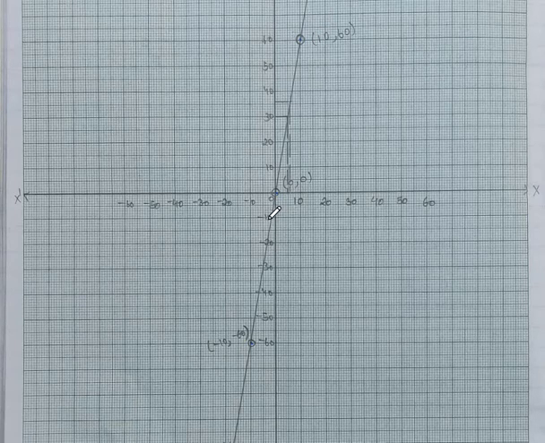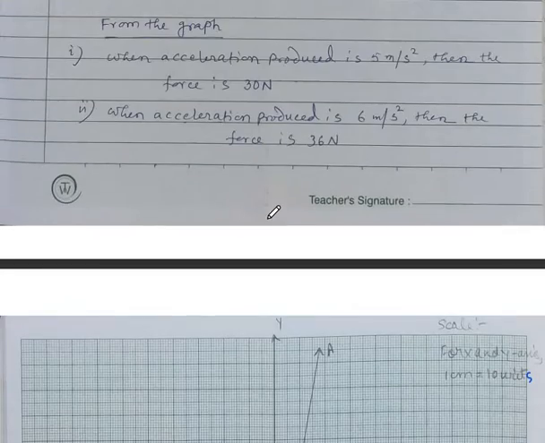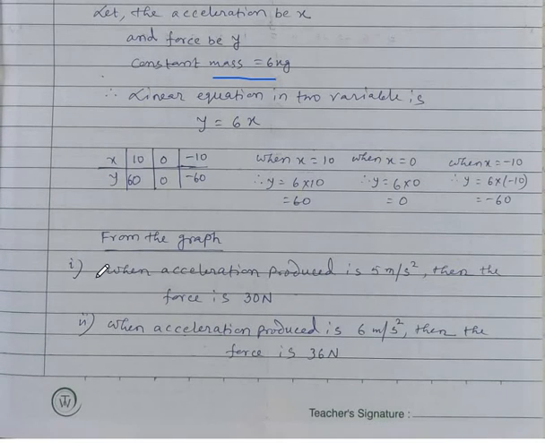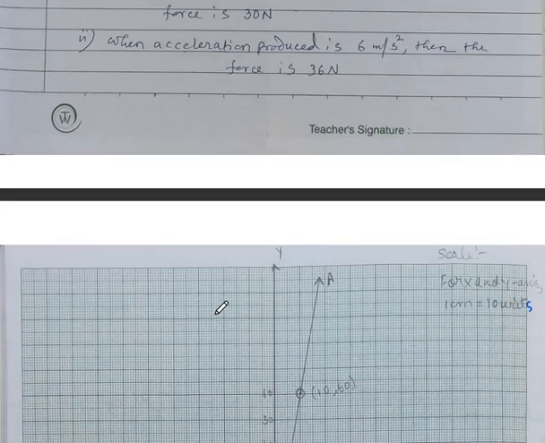After finishing this graph perfectly, then second question and third question. Question number 1 and 2. Read from the graph. They said, force required when acceleration produced is 5 meter per second square and 6 meter per second square. So from the graph, number 1, when acceleration produced is 5 meter per second square, then the force is how much? And when acceleration is 6 meter per second square, then the force will be how much? Look at the sketch.